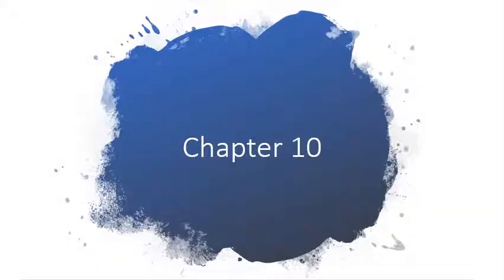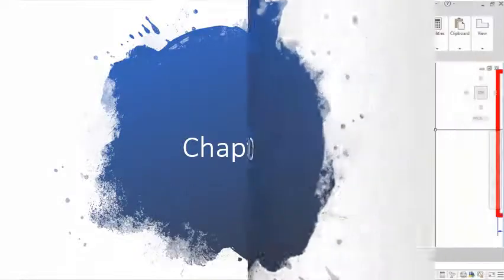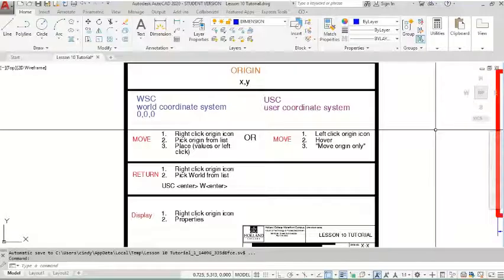This is the tutorial for chapter number 10 in your Beginning AutoCAD workbook. Okay, in chapter number 10, we're going to learn how to move the origin and how to control the display of the UCS icon for the origin.